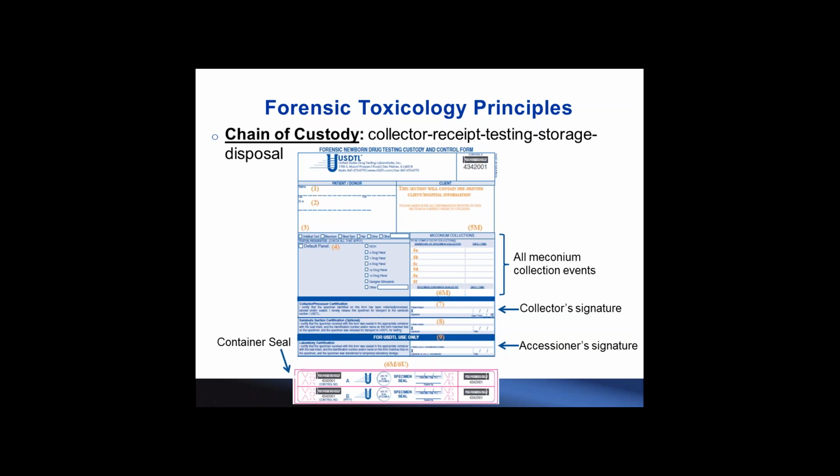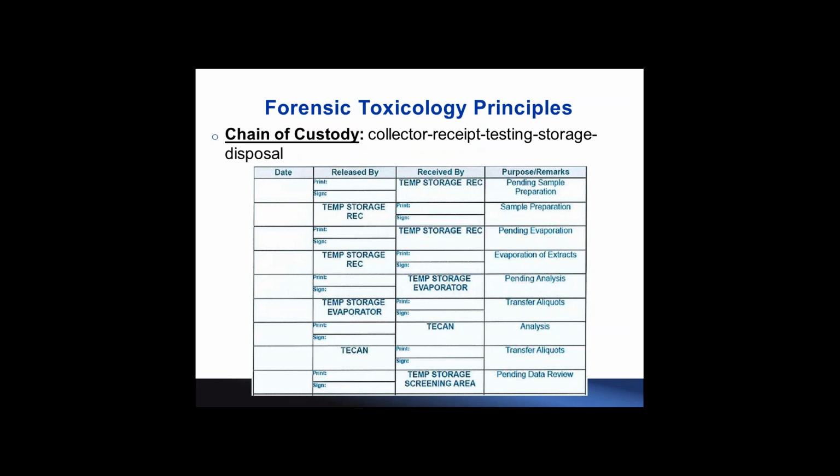And when our lab receives a sample, we will check for tampering of the sticker. If it's broken, we will reject it for testing because the chain of custody is broken. But if it's not, then the accessioner would receive the sample and sign underneath this requisition form. And as a specimen travels through the lab, at each step of the way, the technicians would date, print, and sign, noting the purpose of the procedure for which the sample is handled.